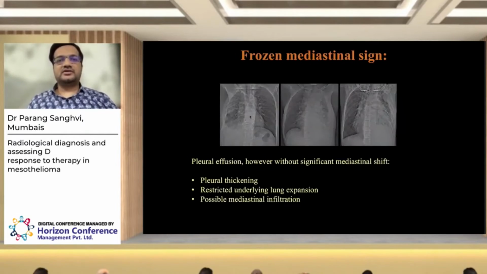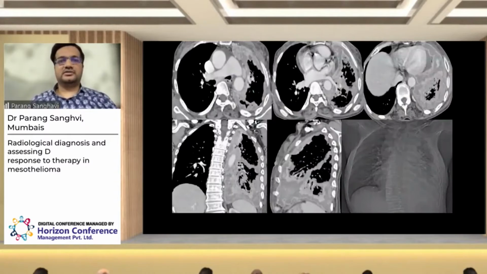If you can see in all these examples, these are all three cases of mesothelioma. You can appreciate that there appears to be a pleural effusion or pleural thickening, but there is no mediastinal shift in any of the cases. So that is where, particularly on radiographs, you can think of a malignant mesothelioma. So let's see some cases.